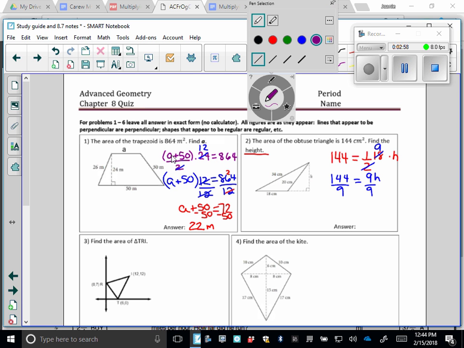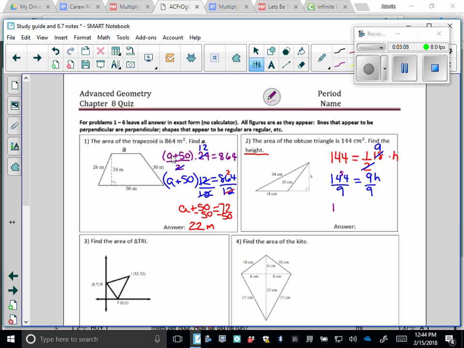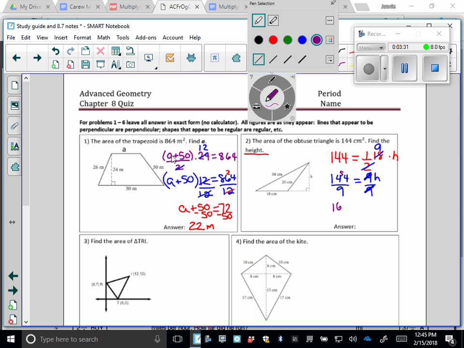9 goes into 14 1 time, and the remainder is 5. So 9 times 6 is, oops, sorry about that. Yep, there we go, is 54. So the 9's cancel out. And the height is 16 centimeters.